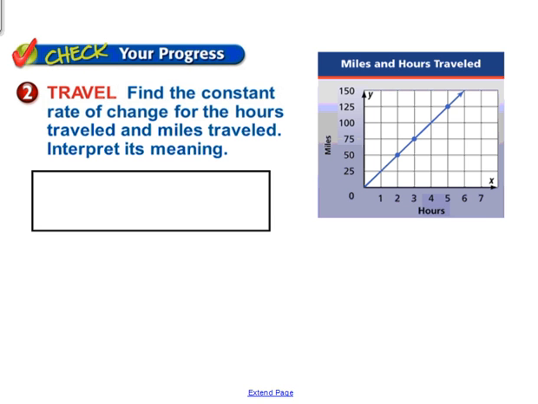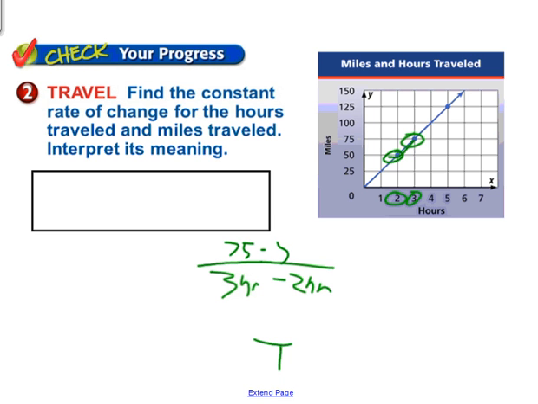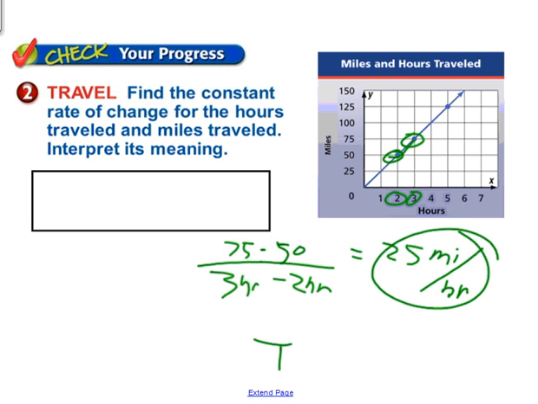Please do that for this problem. Find the constant rate of change for the hours traveled and the miles traveled. Interpret its meaning. I'm going to look from the 2-hour timeline to the 3-hour timeline. So 3 hours minus 2 hours to find the amount of change there. Of course, that's going to be 1 hour. And they went from 50 miles to 75 miles, so 75 minus 50 is 25 miles per hour. It is constant because it is a straight line graph.